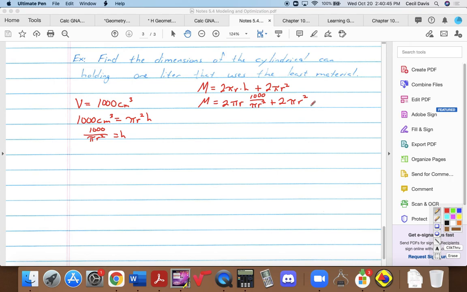Oh, we didn't talk about the domain for this. h has to be greater than 0. Well, since I have all r, that would be more important to know. r has to be greater than 0. And is there any limitation? No. r just needs to be positive.